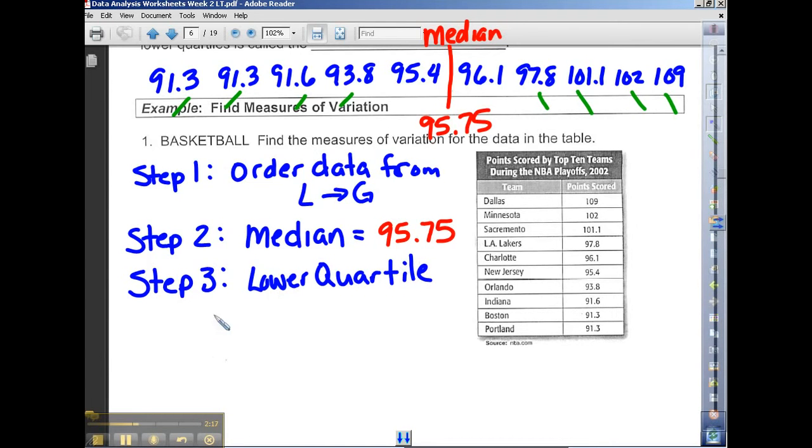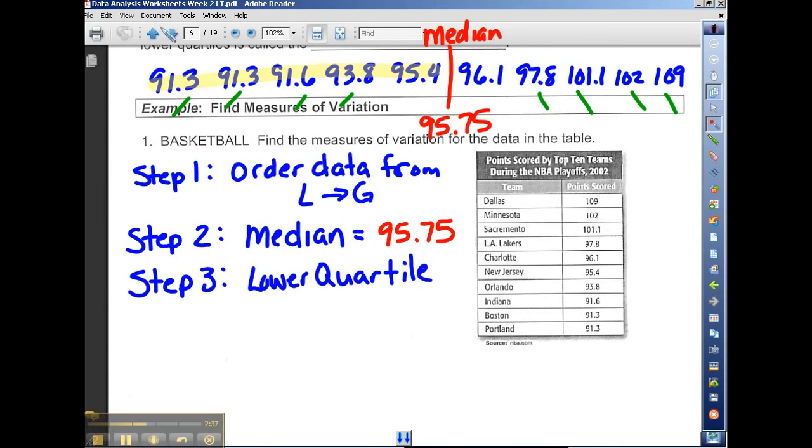Lower quartile is the median of the lower half of the data. Okay, so let me grab a highlighter here. The median is the midpoint. You don't include the median in the lower half. So all of these numbers here represent the lower half of the data. So we need to find the median of the lower half.